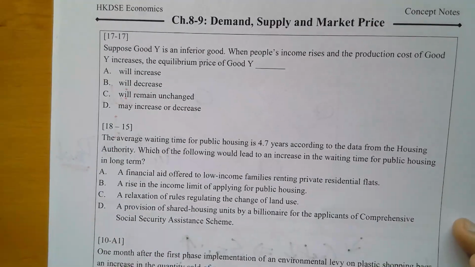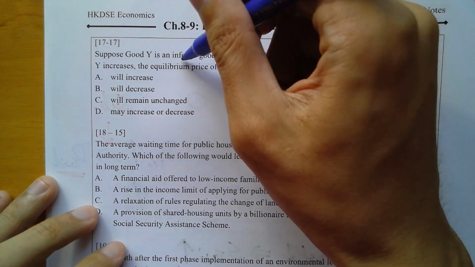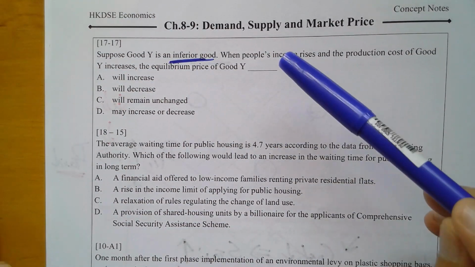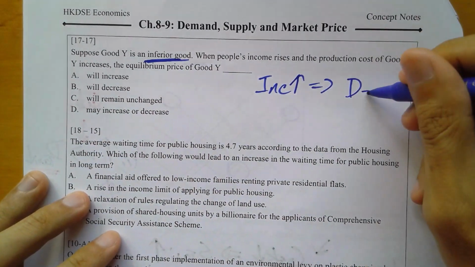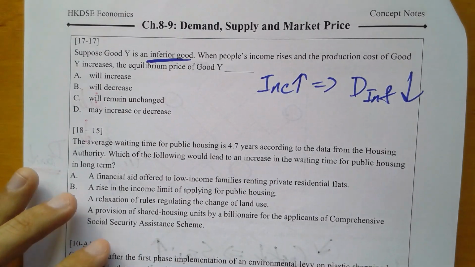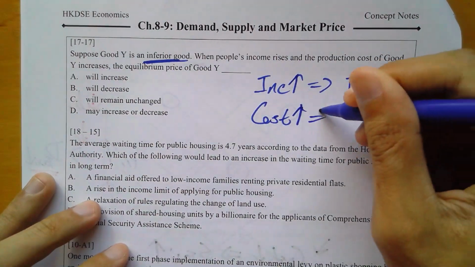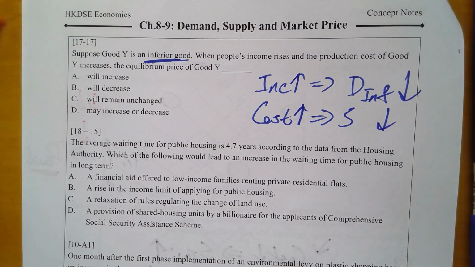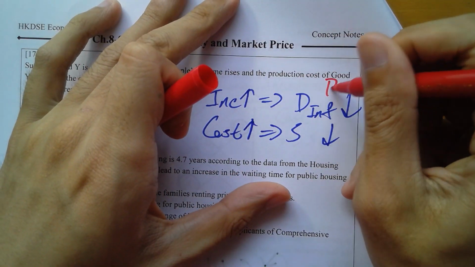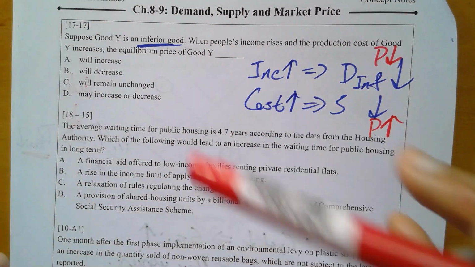I don't want to waste too much time here. Two more MCs and we are ready to go to the short questions and long questions. Alright? Now, suppose good Y is an inferior good. Note that it is an inferior good, okay? Now, people's income rises, then demand for the inferior good would decrease. Production cost of good Y increases, cost increases, supply will also decrease. Now, demand decreases, so price would decrease. Supply decreases, price would increase. So, what happens to the price?